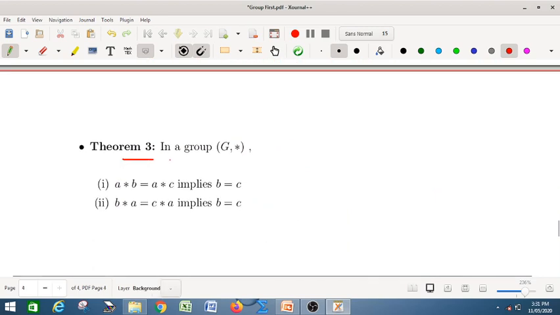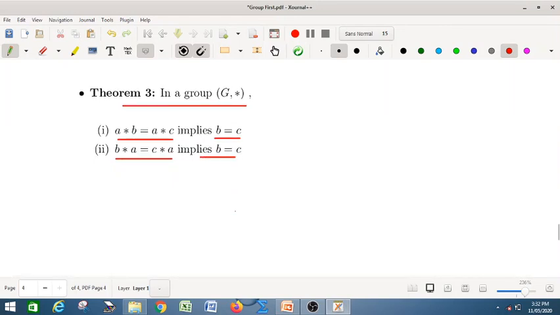Next theorem, this is called the cancellation theorem. Look at that: A star B equal to A star C implies B equal to C, and B star A equal to C star A implies B equal to C. This is called left cancellation and this is called right cancellation. Now how will you prove that?